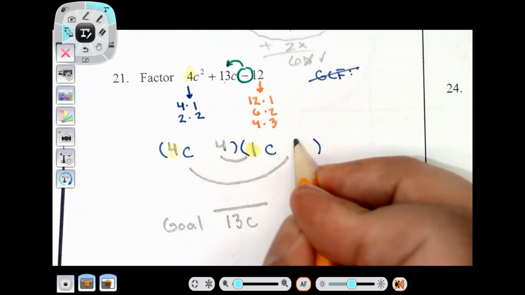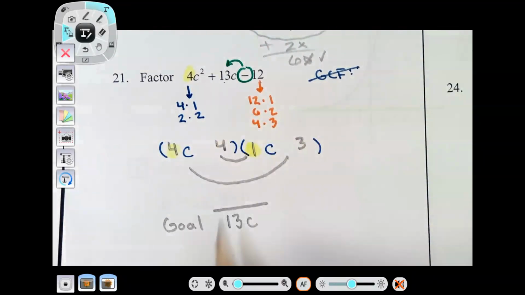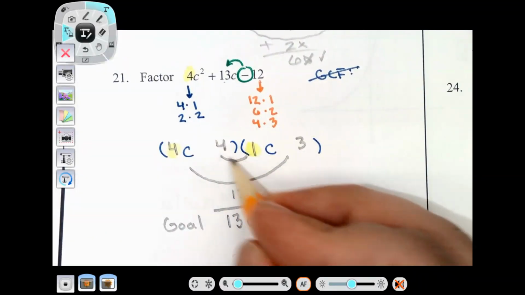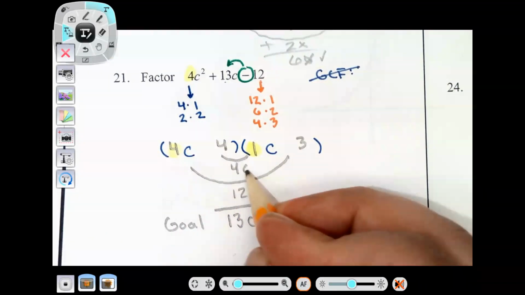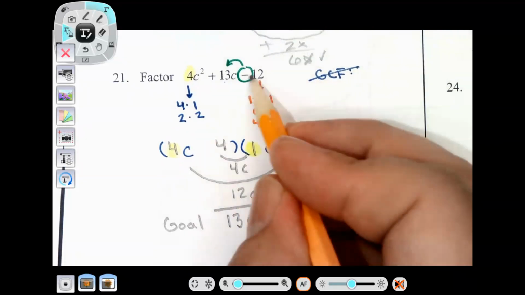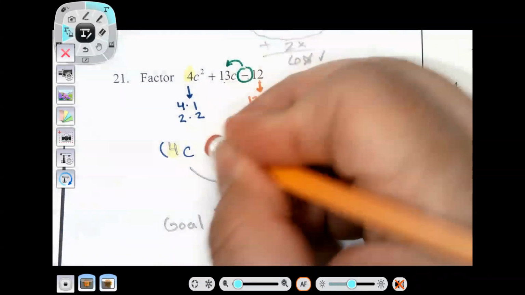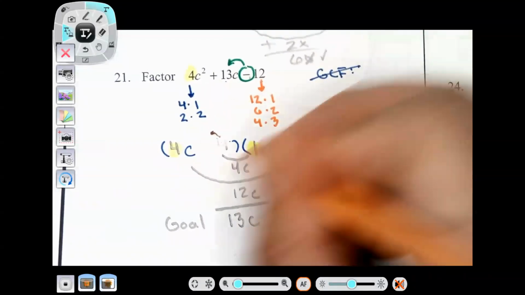So 4 and 3. And again, I'm subtracting. 4 times 3 is 12. 4 times 1 is 4. If you subtract them, that's the goal. That's not going to be a 13. All right, so that didn't work. So 4 and 3 are not it.